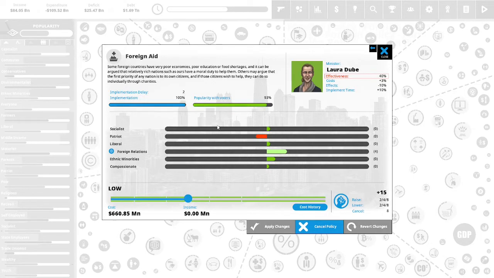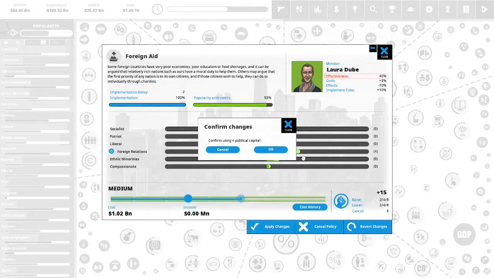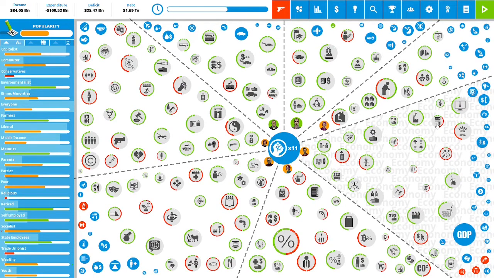We now have low foreign aid. Let us use political capital and raise this to medium. This greatly affects our foreign relations. We are seen as compassionate. Let us apply the changes. We have 11 political capital to spend.